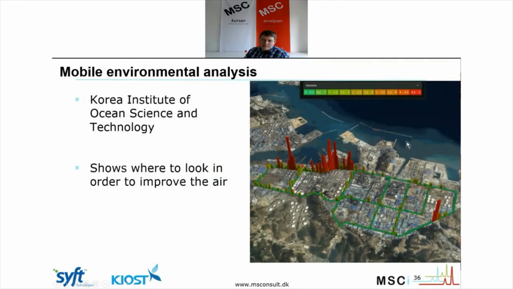And here we can see some measurements from KIOST, where they looked at the harbor town and found out, okay, these are the areas where we had high levels of benzene. And then afterwards, you can use that data to ask, can we do something here to improve the air quality?